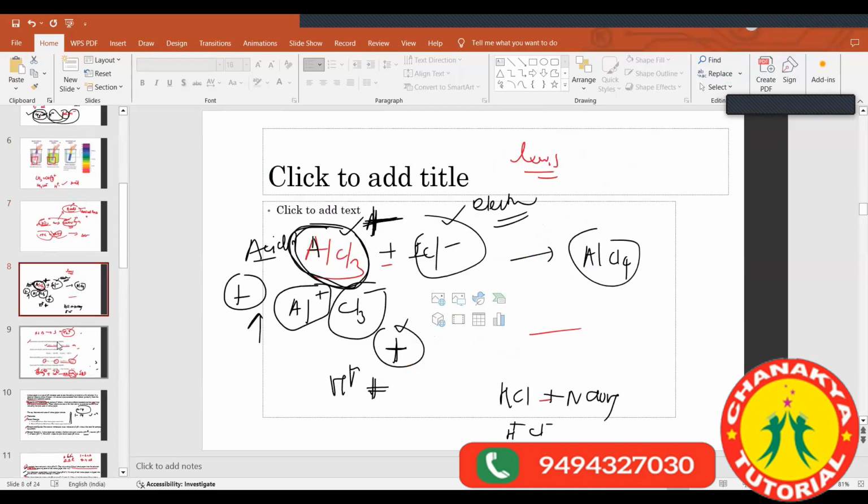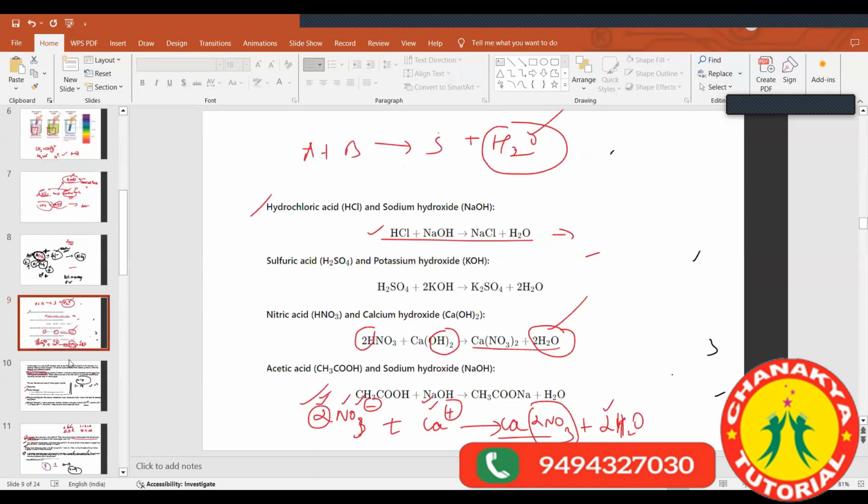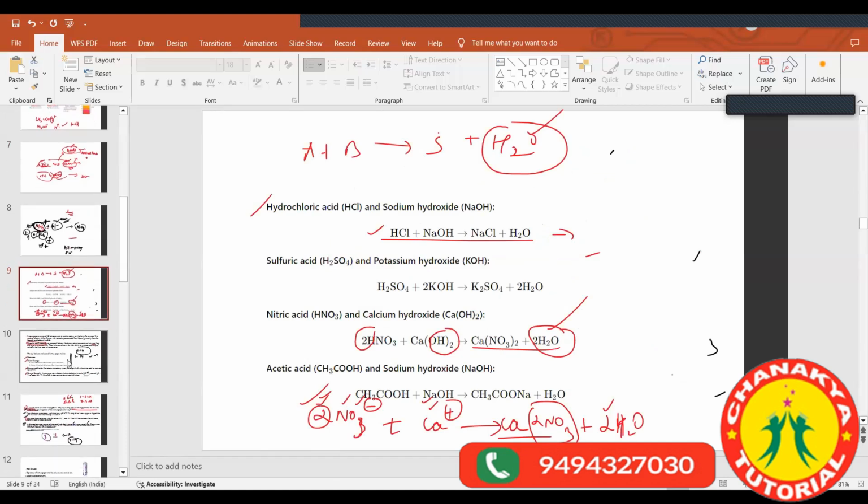And then we were talking about the reactions, how they happen. We were talking about these two reactions that are very complex. I hope you people didn't forget how we balanced this reaction, how we made this reaction.